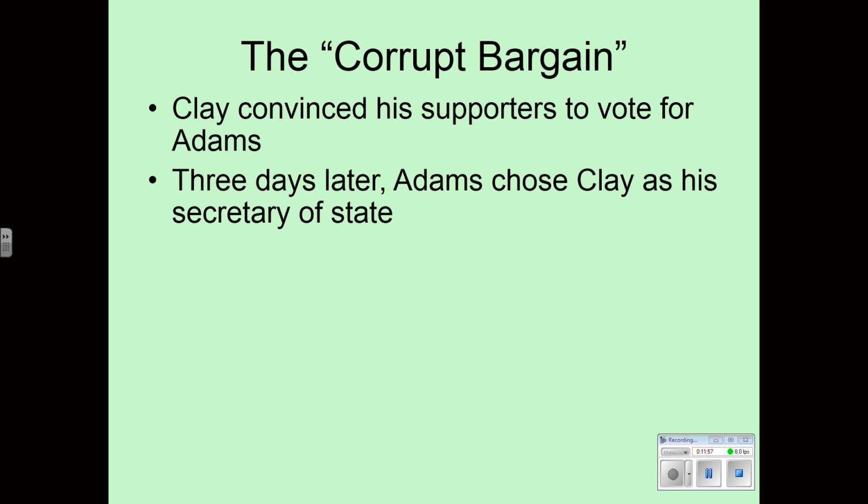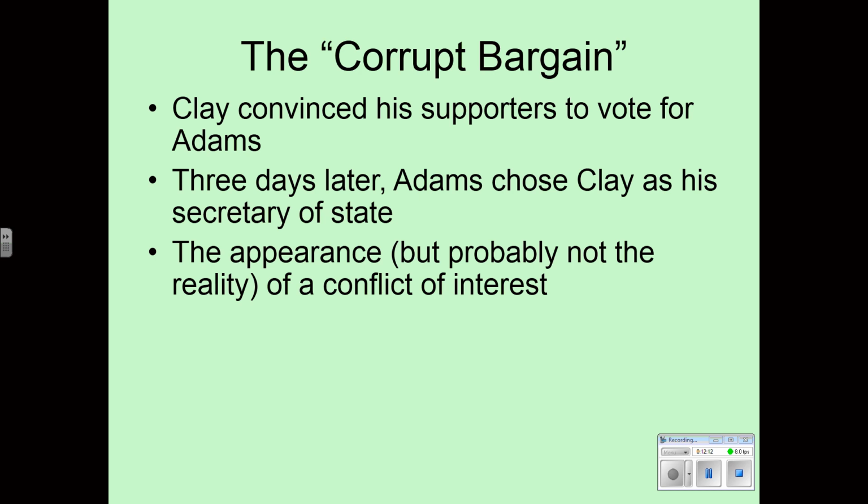But 3 days later, Adams chose Clay as his Secretary of State. And the Jacksonians, Jackson and his followers, were absolutely outraged by this. They called it a corrupt bargain because it looked to them as if Adams had made a deal with Clay, and Clay sort of passed the presidency on to Adams in return for benefiting personally by becoming Secretary of State. This created the appearance of a conflict of interest. In other words, Clay is acting on his own personal behalf and not simply for what was best for the country. He was the Speaker of the House, so he needed to be acting for what was considered best for the country.